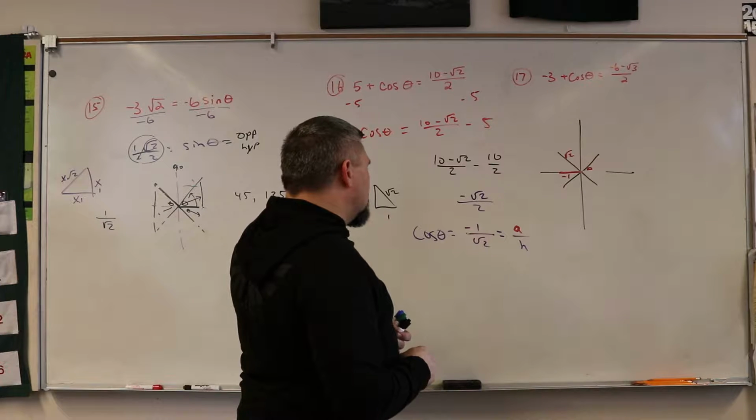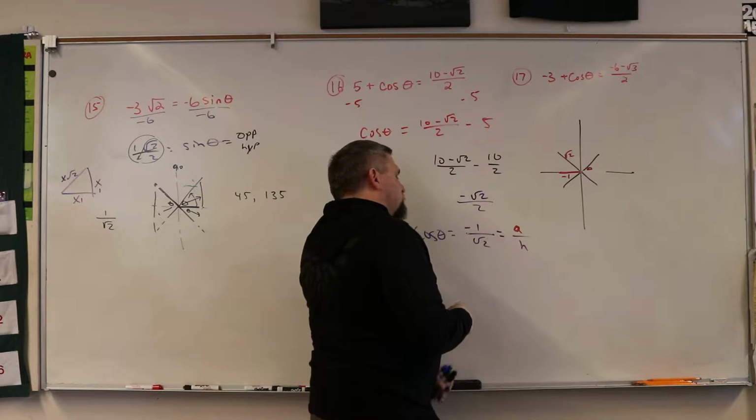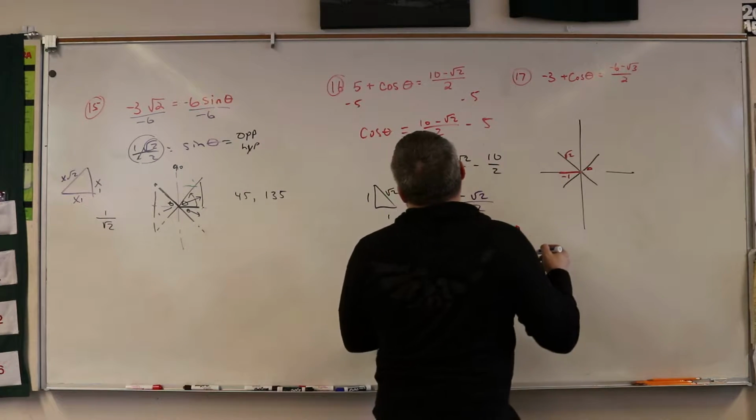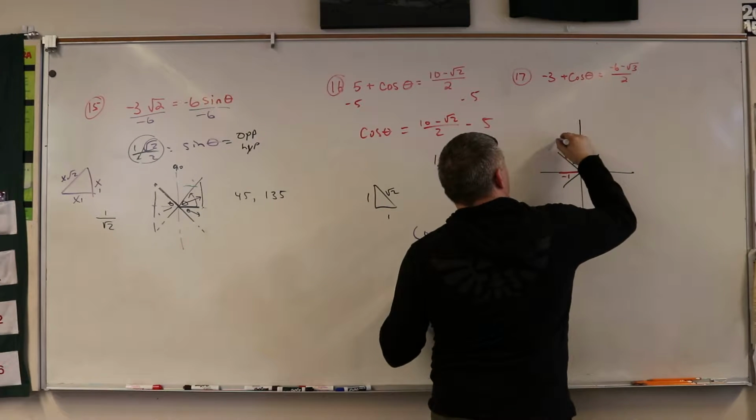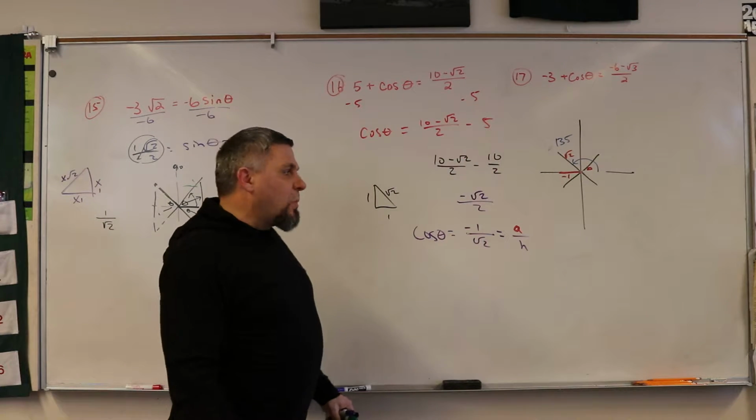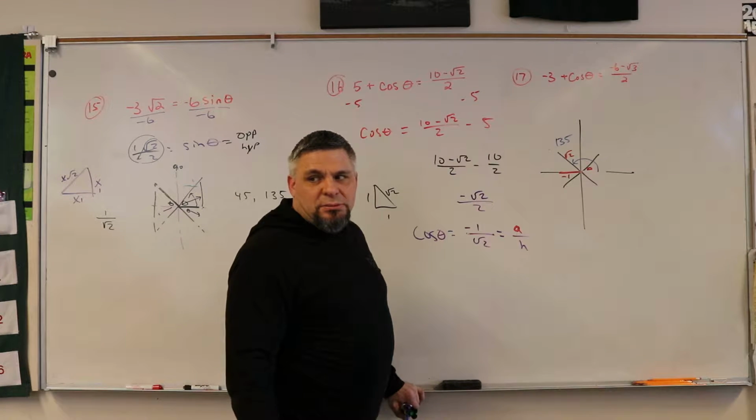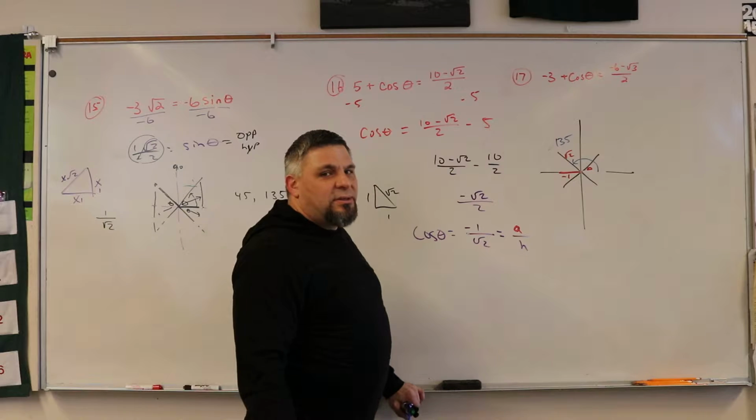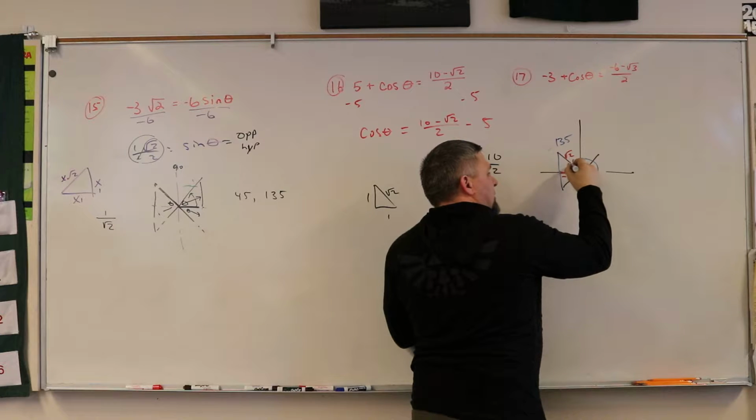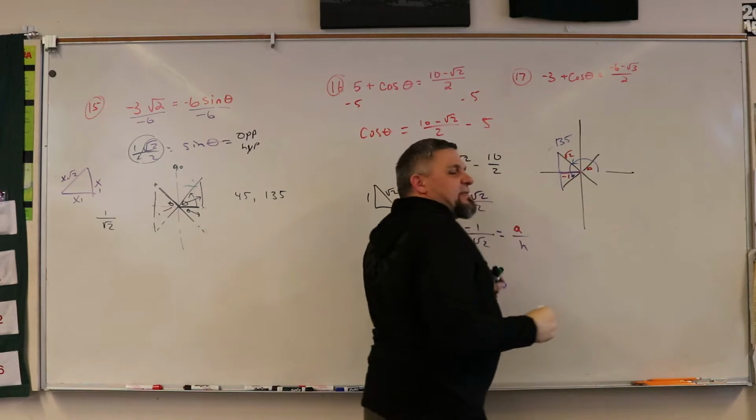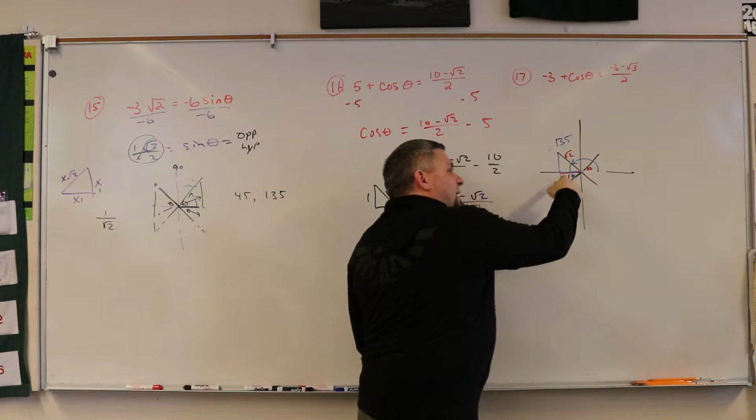So what on earth is that? The only way we can have this is 135, right? Because the reference angle. Oh, wait. No, that's not the only one. And 45? It could be this one too. Oh, nice. Right? Because this is still adjacent, and this is still the hypotenuse, and this is still negative 1, right?